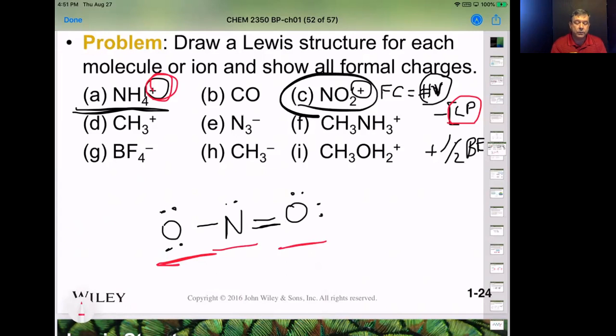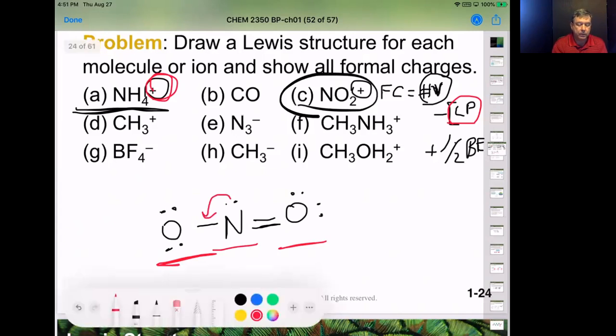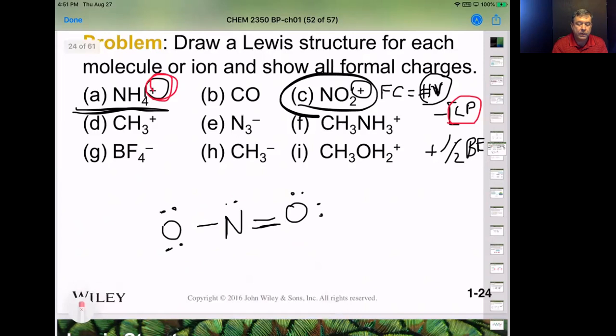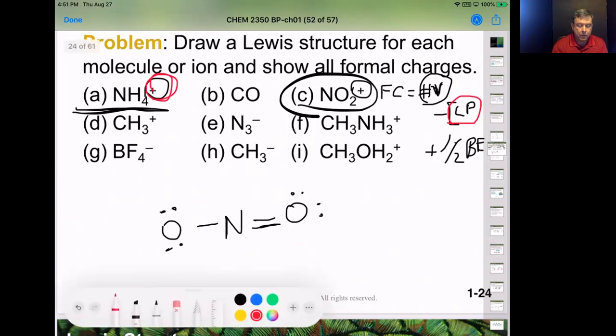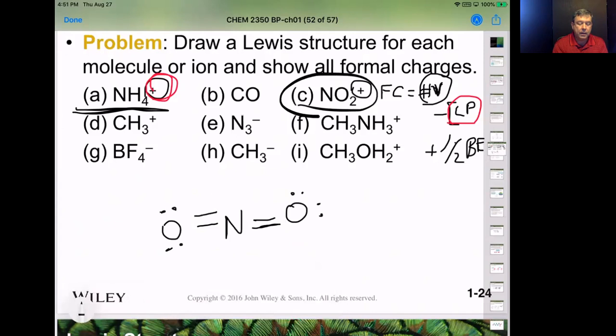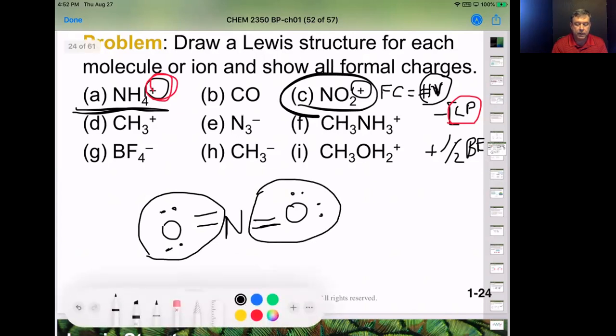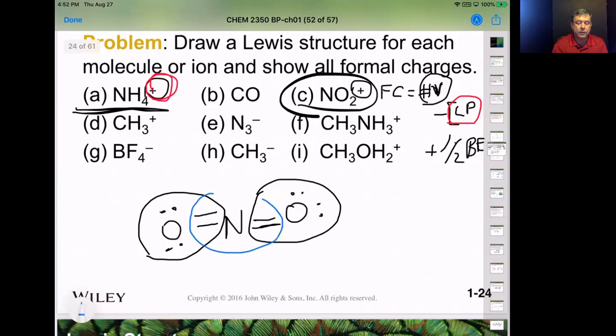So what we're going to do is take these 2 electrons here and pull them in to form another double bond. And now, when we do that, this oxygen has 8 electrons around it. This oxygen has 8 electrons around it. And this nitrogen has 8 electrons around it. Okay, so we now have a valid Lewis dot structure. Now let's use our formal charge calculation to figure out where the charge in this molecule resides.